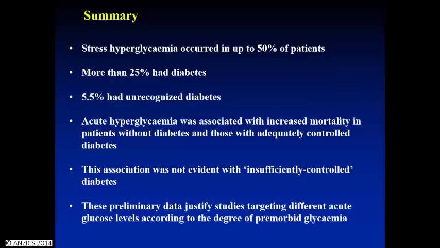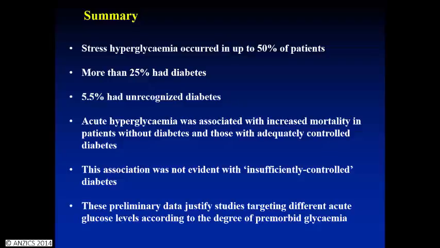So in summary, hyperglycemia is common. Stress hyperglycemia occurred in up to 50% of patients in our ICU, and more than 25% had diabetes, of which 5.5% is unrecognised. Certainly, for those patients who are not diabetic or who have well-controlled diabetes, acute hyperglycemia is associated with an increase in mortality. However, this association was not evident in those patients who are insufficiently controlled and chronically hyperglycemic.